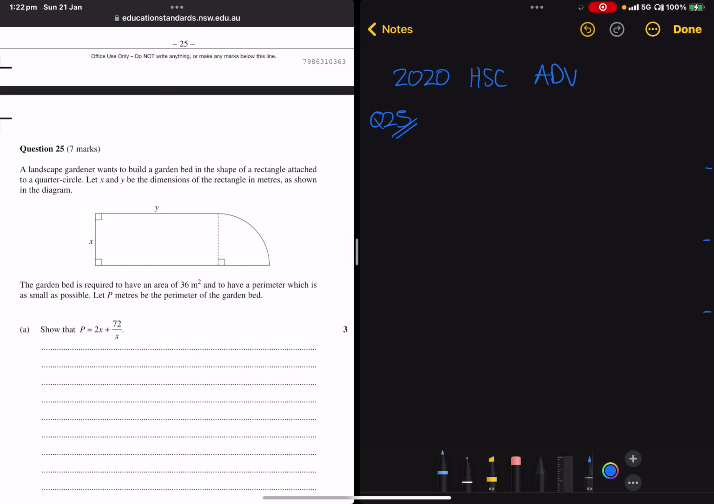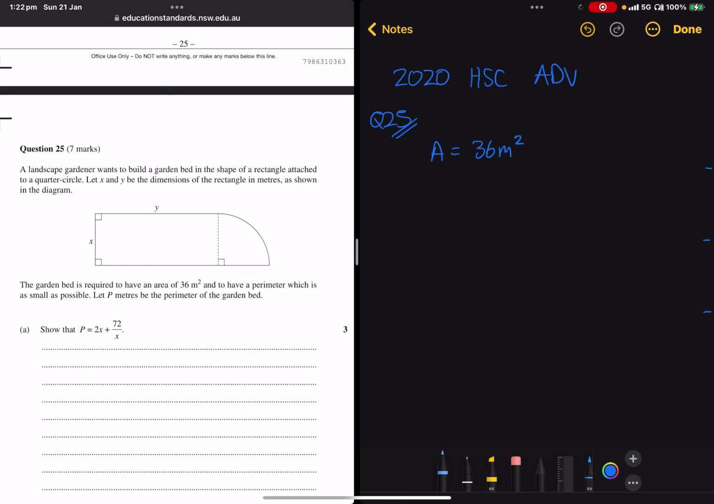Let x and y be the dimensions of the rectangle in meters. The garden bed is required to have an area of 36 meters squared and to have a perimeter which is as small as possible. So we know the area of the whole thing has to be 36 meters squared. Let p meters be the perimeter of the garden bed. Show that p is equal to this as a function of x.